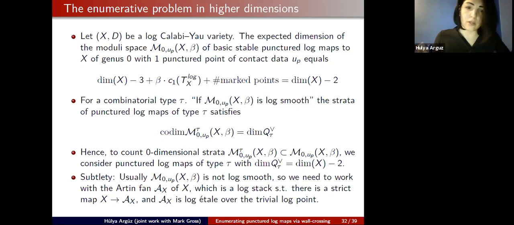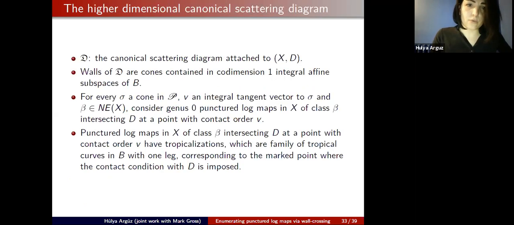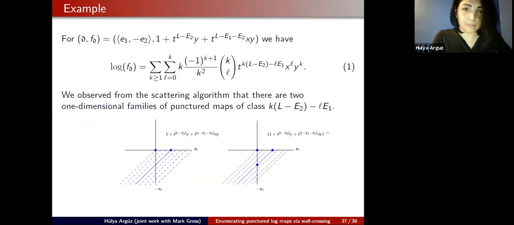And that's what we do. We look at punctured log maps with only one contact order with the boundary where the basic monoid is of dimension n minus 2. And what I said in this slide is in good cases because I assume the moduli space is log smooth, in general it is not log smooth. And this is where all the subtlety with the Artin fan is coming up, which I summarized in this slide. So what we do is, because we look at n minus 2, in dimension 3 a one-dimensional basic monoid, we look at log maps whose tropicalizations trace out a one-dimensional family of tropical curves, so they do form the walls.